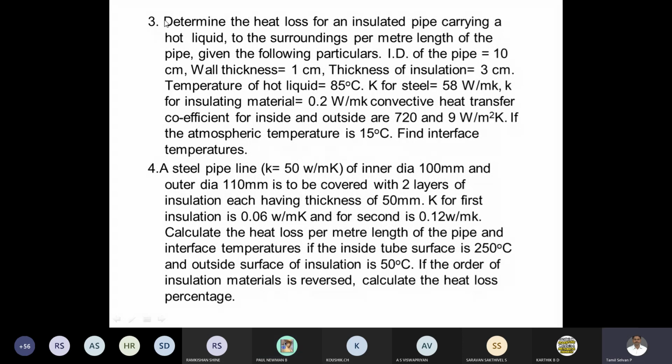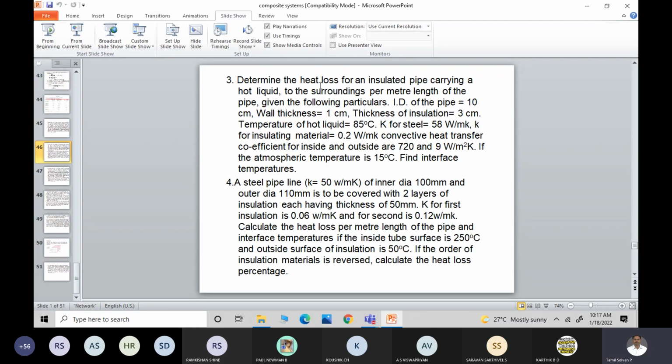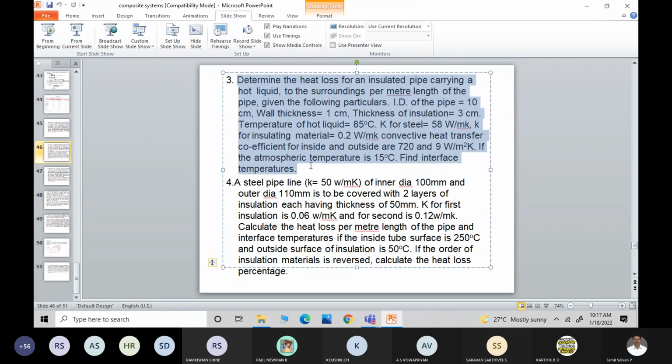The third one. Am I correct? Yes, sir. Yesterday. Okay, let us solve the problem. Sir, first can I say the final answer which I got for the heat loss?